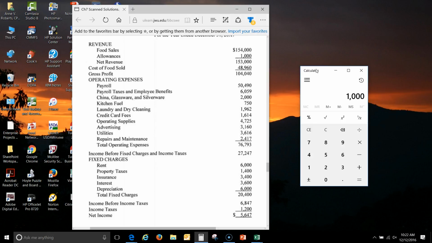Then if we take the 1,000 divided by the 153,000, notice again, when we convert it into a percentage, we shift it over two decimal places, we would end up with 6.5. So we're only going to round to one decimal place. 5 and above rounds that number up. You would show it as a positive percentage, but just know that you have to take the 100.7 minus the 0.7 to get to 100. So then everything else, we're simply going to take the 48,960 divided by the 153,000, the 104,040 divided by 153,000.